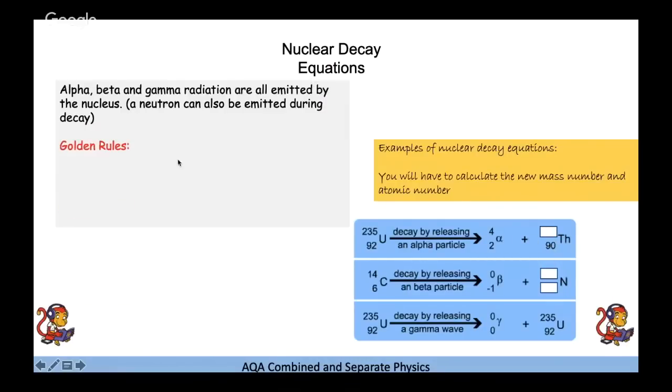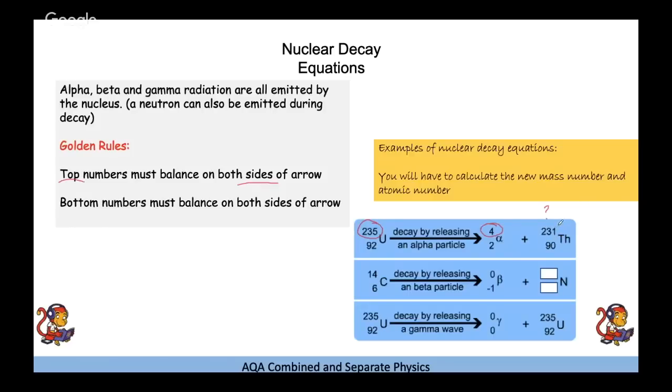What are the golden rules to this then? First golden rule is the top numbers must balance on both sides of the arrow. So let's look at this first one, 235. On the left of the arrow, on the right of the arrow, 4. So I want to know, what is that number? Well, if they need to balance, 235 is going to have to be the same as some number plus 4. So 235 minus 4 is going to give me 231.